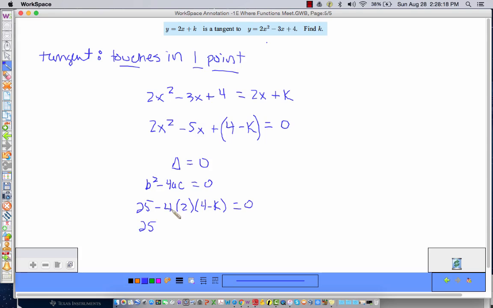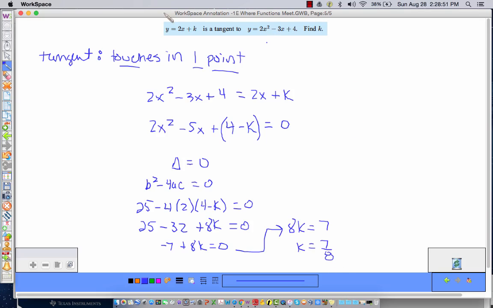25. Let's see. Negative 4 times 2 is negative 8. So I'm going to distribute negative 8 through there. Negative 8 times 4 is negative 32, and negative 8 times negative k is plus 8k equal to 0. So 25 minus 32 is negative 7 plus 8k equal to 0. Let me move over here. 8k equals 7. So k is equal to 7 over 8.